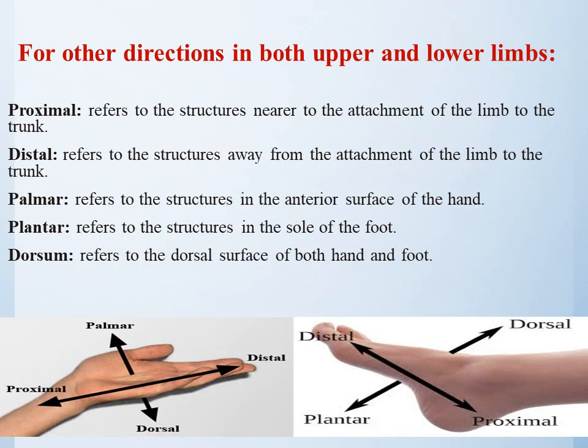For other directions in both upper and lower limbs, these terms can be used. Proximal means it is near to the attachment of the limb to the trunk, while distal means it is away from the attachment of the limb to the trunk. Palmar means structures on the anterior aspect of the hand, while plantar means structures on the sole of the foot. Dorsum refers to the dorsal aspect of either the hand or the foot.